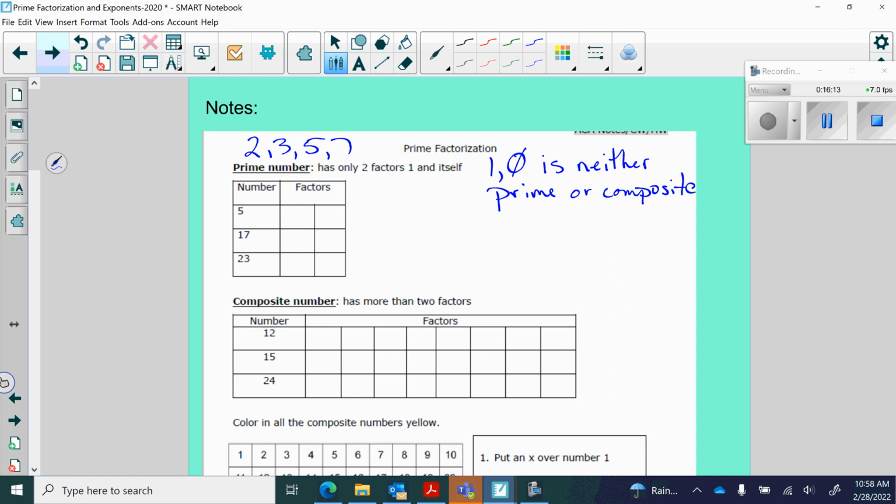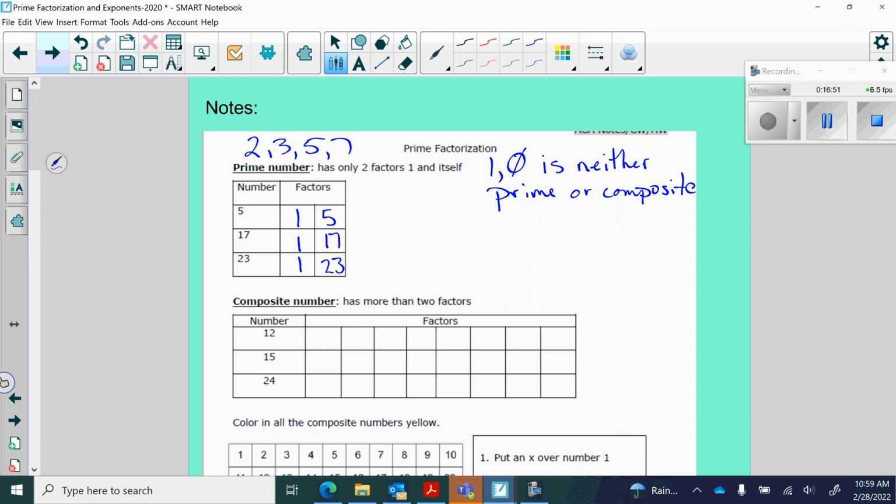Now let's take a look at some of these numbers and their factors. What factors can I multiply to get the number 5? 1 and 5. Are there any other factors? No, that's what makes it prime. What factors can I multiply to get 17? 1 and 17. Are there any other ones? Nope, that's it. What about 23? 23, 1. You guys noticing a pattern here?